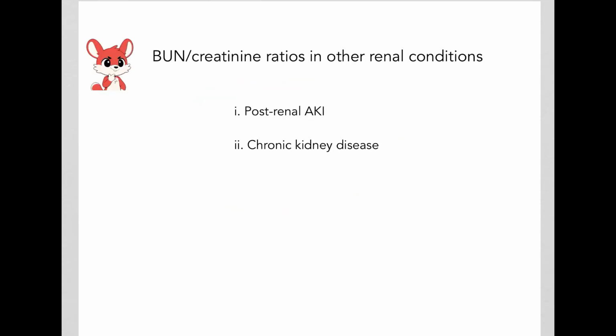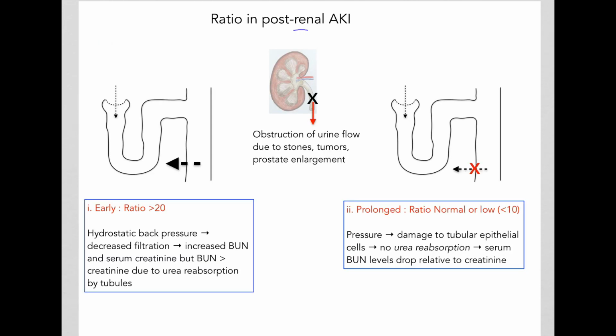The BUN creatinine ratio may also be helpful in other diseases as well as conditions. So let's look at the BUN creatinine ratio in other renal conditions such as post-renal AKI as well as chronic kidney disease. So in post-renal AKI, there is an obstruction of urine flow due to stones, tumors, prostate enlargement.